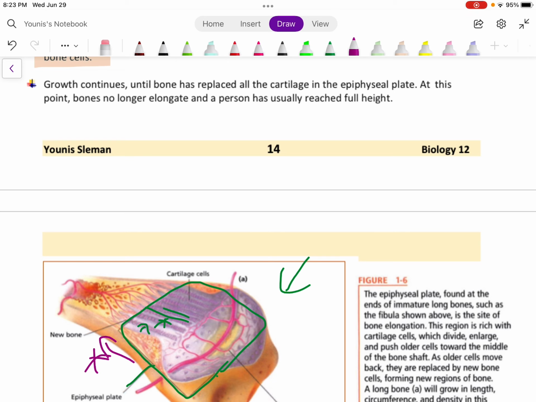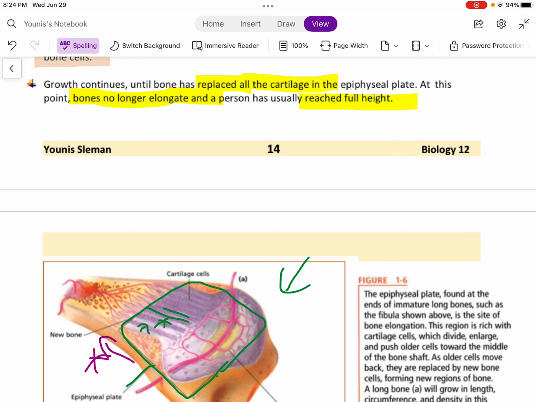There is something that must be mentioned. Why does the bone elongation cease at some period, after the person has reached a certain age? It's because when all the cartilage is replaced by bone, at this point bone grows no longer, and you can say that at that point the person has reached full height. So for a person that has reached the age of 20, 24, that's it. Normally, naturally, he cannot grow any longer.